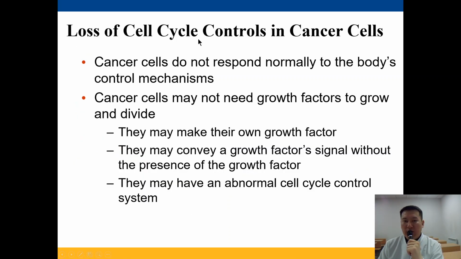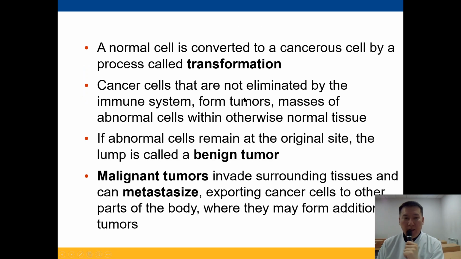Loss of cell cycle controls in cancer cells. Cancer cells do not respond normally to the body's control mechanisms. Cancer cells may not need growth factors to grow and divide. They may make their own growth factor. They may convey a growth factor signal without the presence of the growth factor, and they may have an abnormal cell cycle control system. A normal cell is converted to a cancerous cell by a process called transformation.